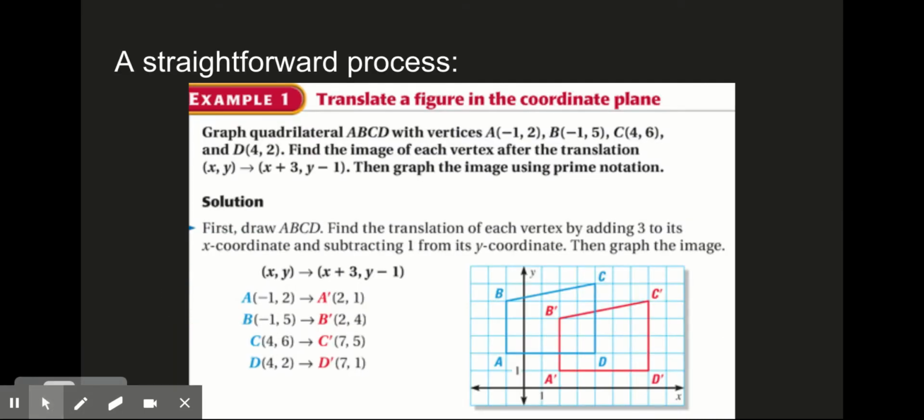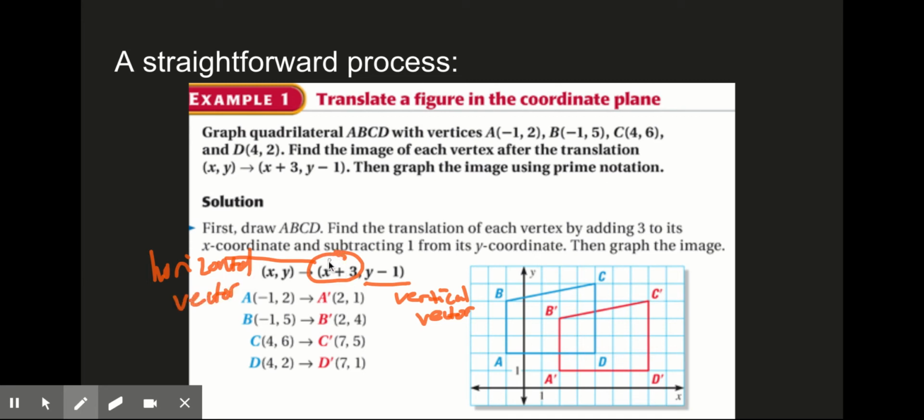So translation is a very straightforward process. You apply a horizontal vector, you apply a vertical vector, right? The vertical vector is obviously going to be affecting the y. How much are you moving the points up or down? The horizontal vector is going to be affecting left and right.